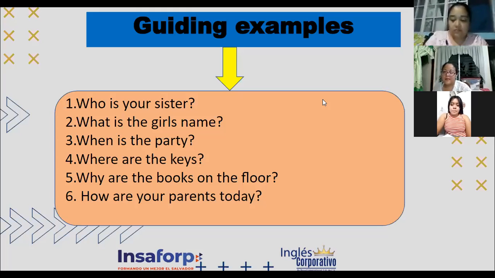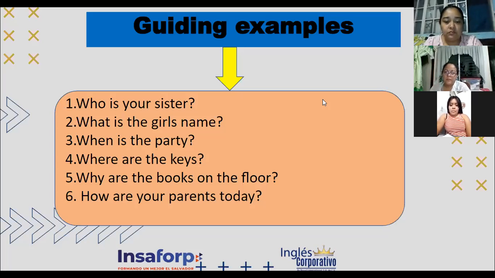Okay. Second question, Graciela. When is your birthday? My birthday is May 7. May 7? Yes. Thank you, Israel. Muy importante, todavía no vamos a ver preposiciones de tiempo, pero les voy a dar un tip.